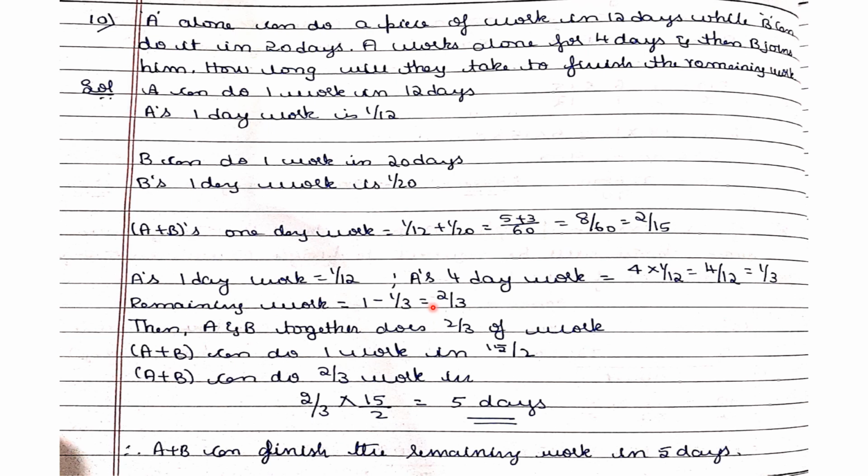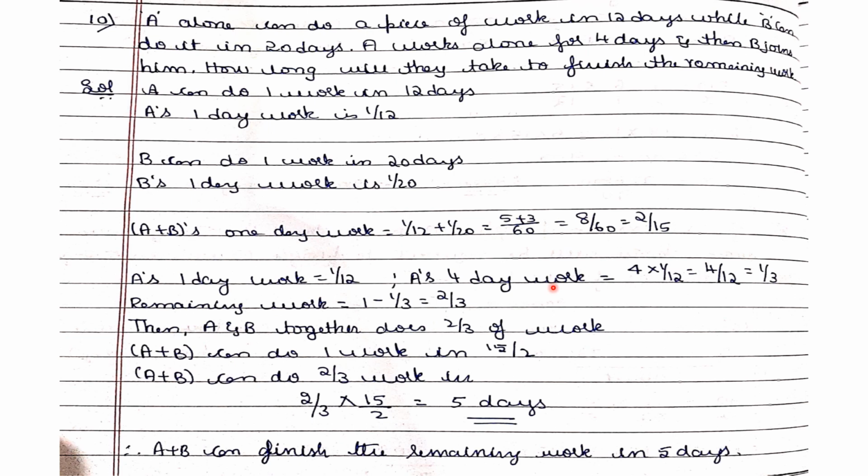So within 4 days A has completed 1/3 of the work. So the remaining work is 2/3. So then B will also join to complete the 2/3 of the work. So A plus B can do 1 work, adding together these people, that is A plus B can do one work in 15 by 2.